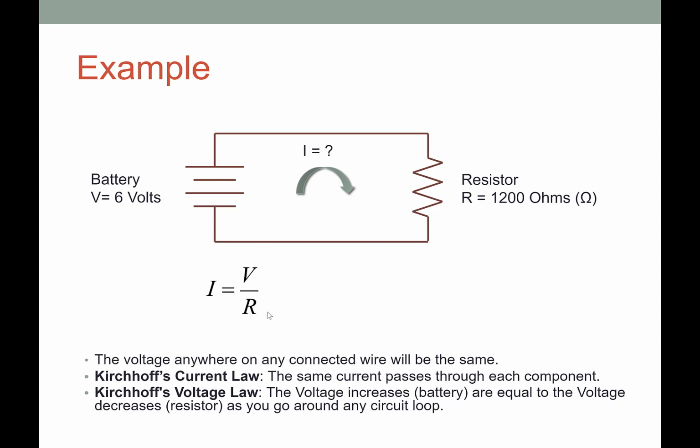So we can do an example using these laws, Kirchhoff's laws and Ohm's law. I've rearranged Ohm's law here because I'd like to calculate current. If I have a battery that is 6 volts and a resistor that is 1200 ohms, I can calculate what the current would be flowing through the circuit. 6 volts over 1200 ohms is equal to 0.005 amps or 5 milliamps. That's sort of the typical current that we're going to be dealing with, those levels.